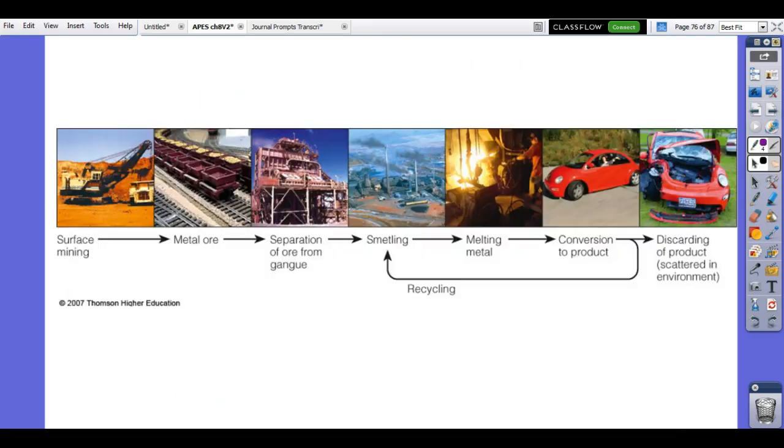All right, so this is just the process, right? We mine it. Okay, we've got the metal, and we are going to separate it using chemicals, and then we'll melt it down into whatever shape we want.